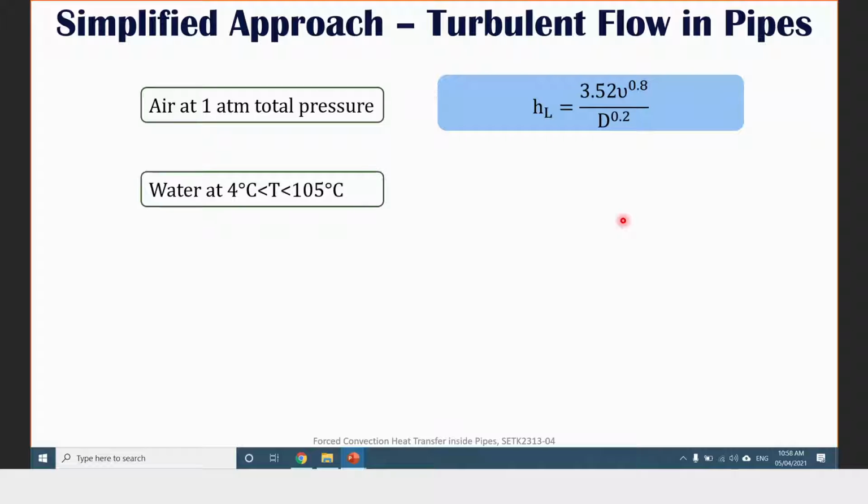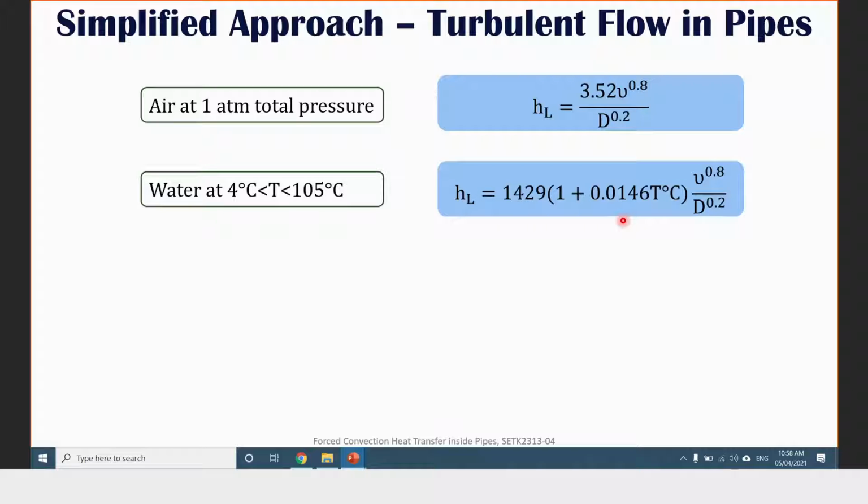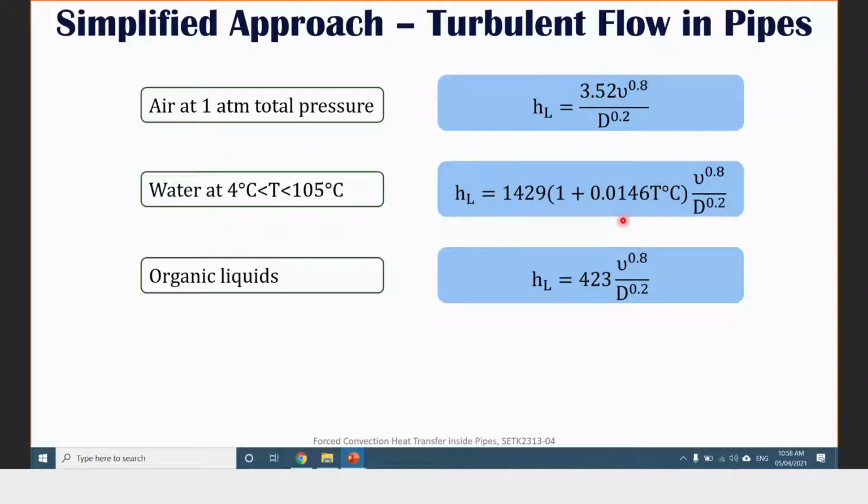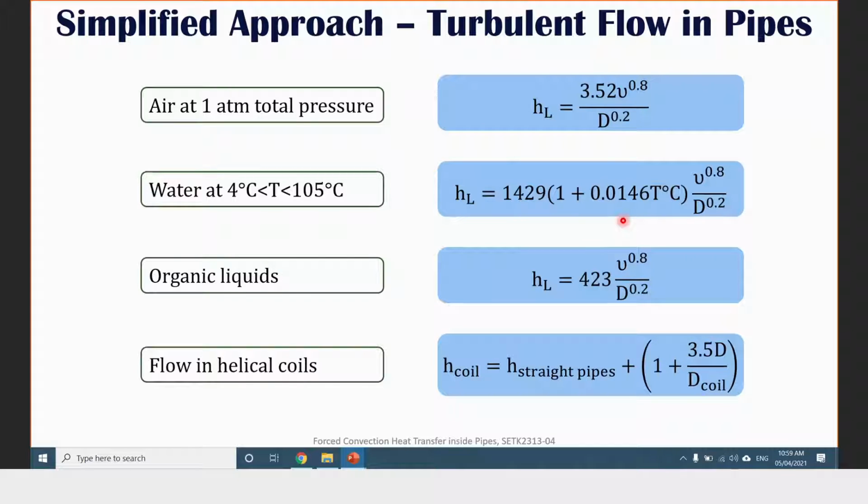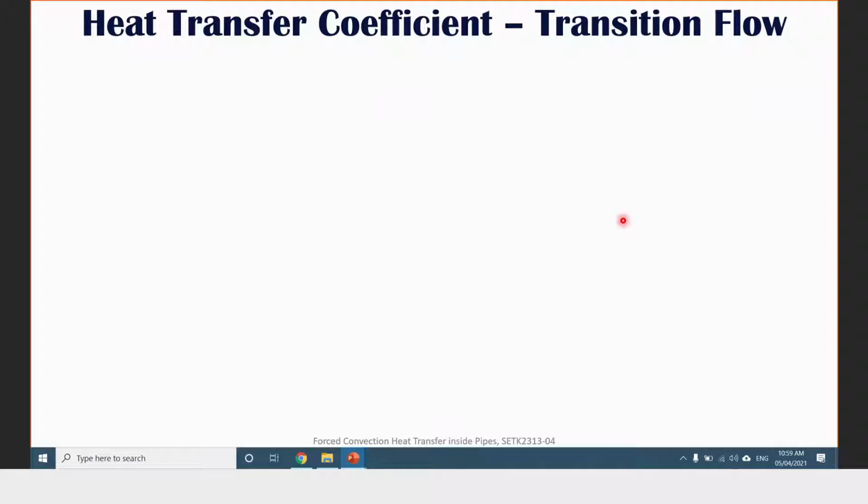But if we are using water as the fluid, and the temperature of the water is between 4 degrees Celsius and 105 degrees Celsius, then the long equation becomes slightly shorter, which is this. If you're using organic liquids, the equation becomes this. And finally, if we are considering flow not in straight pipes but in helical coils, we will have this equation.